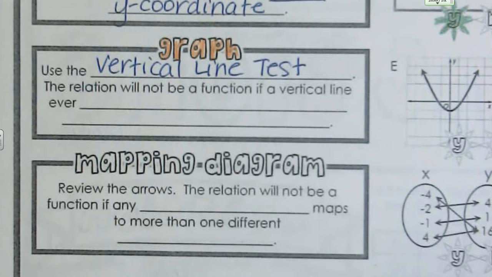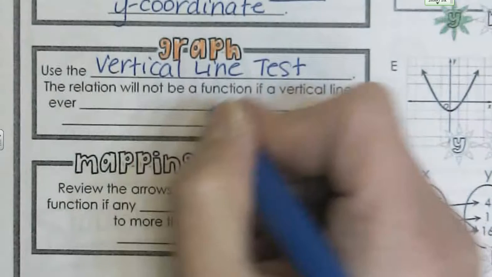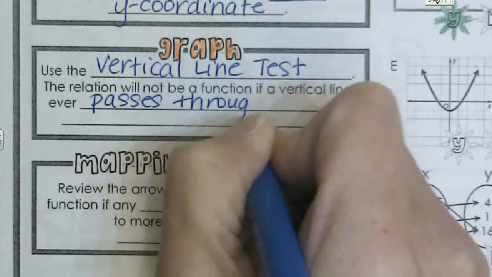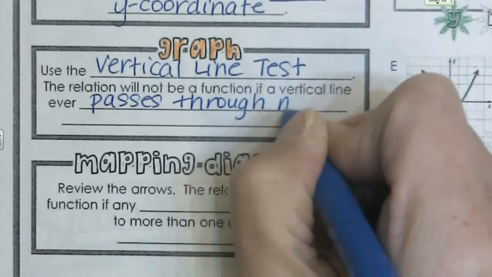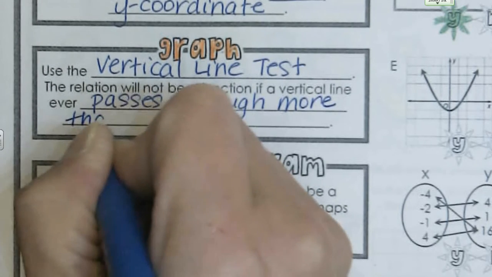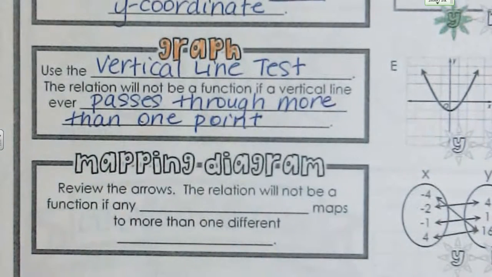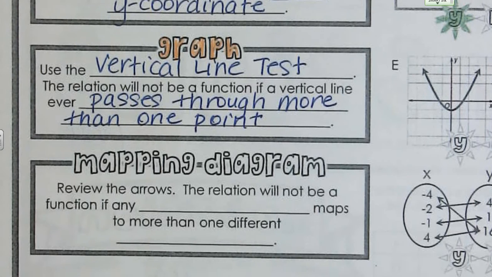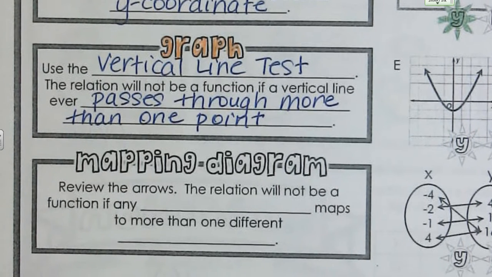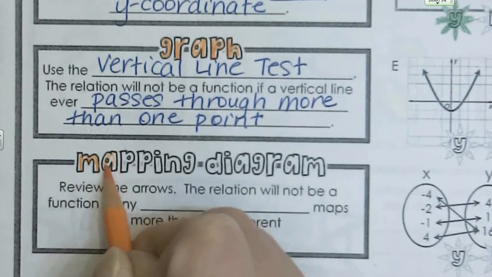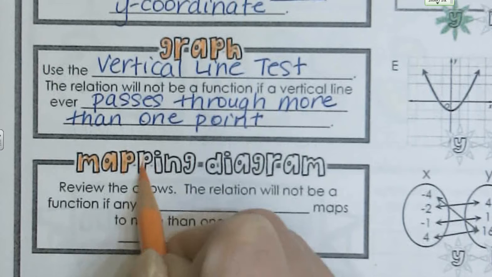Specifically, this relation will not be a function if a vertical line ever passes through more than one point. So we're going to use that vertical line test, and if that relation ever passes through more than one point when I do my vertical line test, then I know that it is not a function.